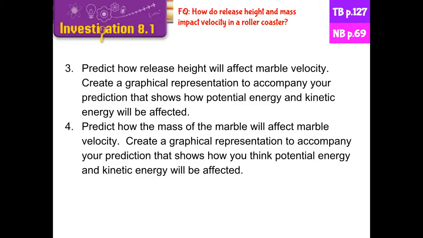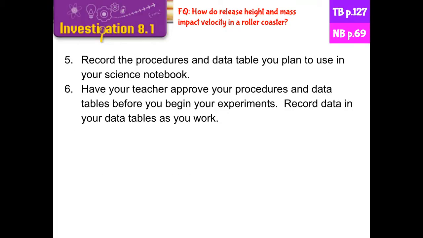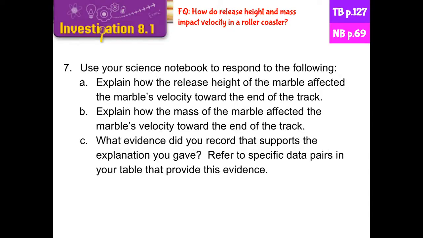And then you're going to be doing a lot of predictions. 3 is predicting how height will affect the velocity and creating a graph. And 4 is predicting how mass would affect the velocity and creating a graph of your predictions. Step 5, you need to record the procedures and create a data table that you plan to use. And number 6, you need to get your teacher approval before you begin the experiment. And don't forget to record all your data in your data table. And then step 7 is using your science notebook to respond to the following questions.